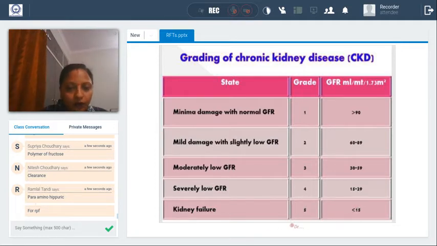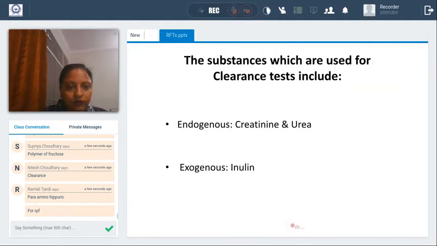Now it is clear to all of you. GFR, now it is clear to all of you. What is GFR?